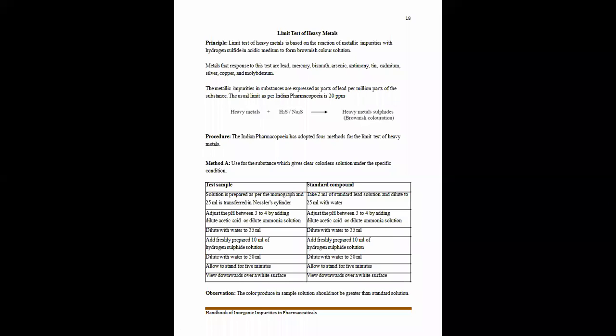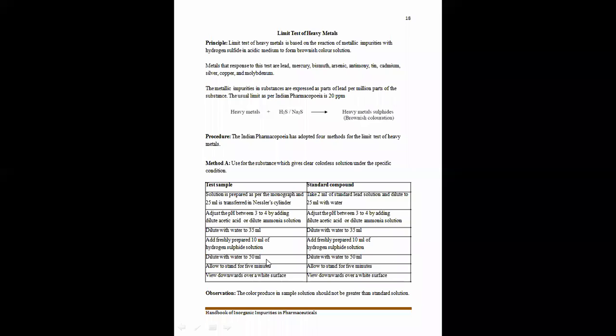So we have to maintain the pH of the solution between 3 to 4 by adding either acetic acid or ammonia solution. Later on, we add water to make up the volume to 35 ml. After making the volume up to 35 ml, we add 10 ml of hydrogen sulfide solution. This hydrogen sulfide solution is prepared in the laboratory for the purpose of this heavy metal determination. We add this 10 ml hydrogen sulfide solution to both the test sample as well as the standard sample.